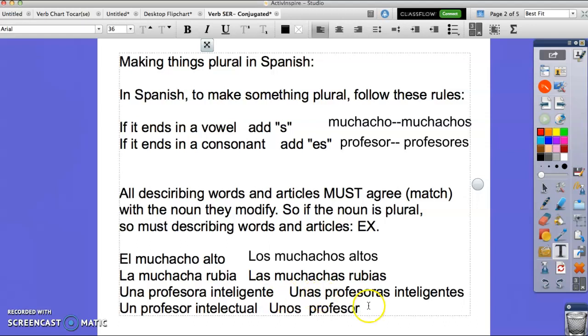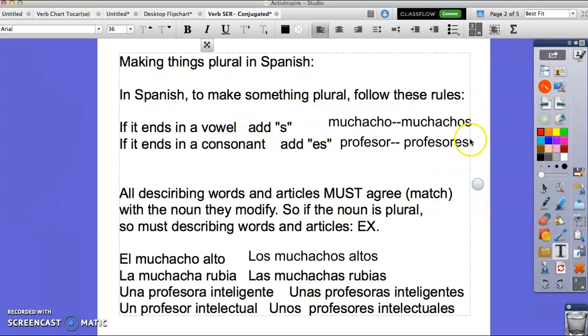Okay, professor, we're going to make that plural. Professor. Okay, now professor, oh, that ends in a consonant, and this one is going to follow the rules. So if it ends in a consonant, add ES. Profesores. Okay, and then I have this new describing word, intelectual, which looks like intellectual. It's just another word for smart, but I chose it because it ends with an L, which is a consonant. So intelectual. Now, how do I make it plural if it ends in a consonant? Add ES. There you go. Unos profesores intelectuales.